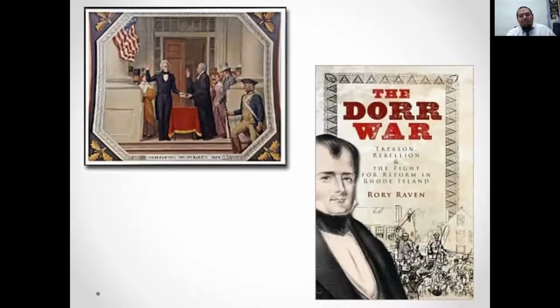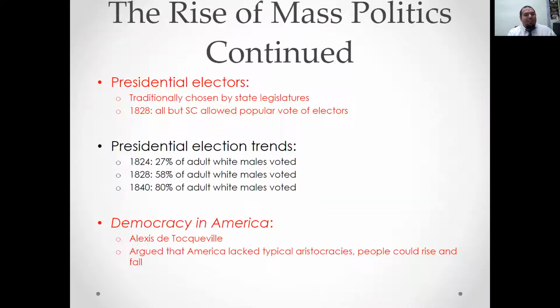So here you have Jackson being inaugurated, the Dorr War. That's a book, The Fight for Reform in Rhode Island. Okay, so presidential electors traditionally would be chosen by state legislatures and not by the people. But in 1828, all but South Carolina allowed the popular vote of electors, so more and more people began to vote en masse.